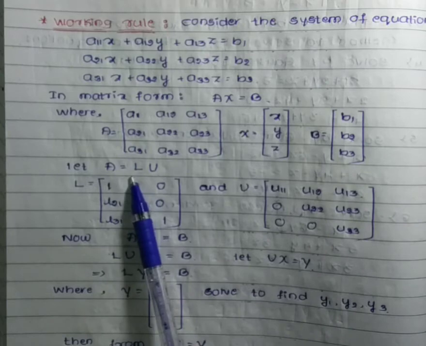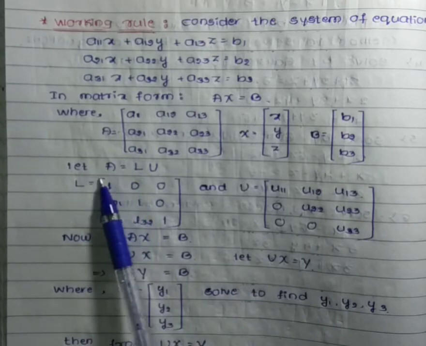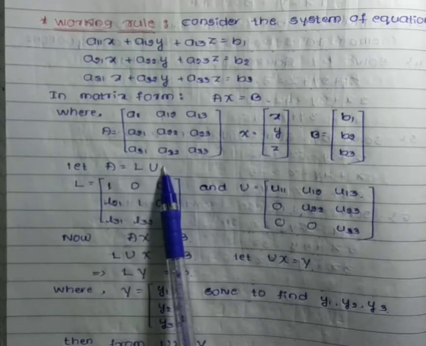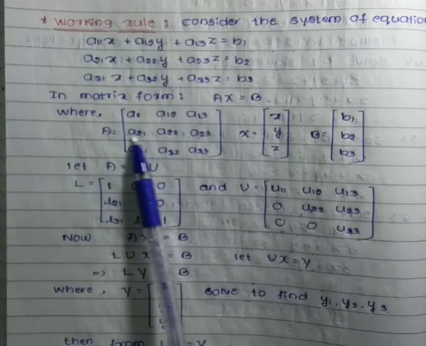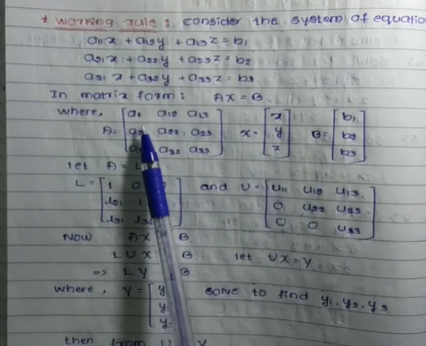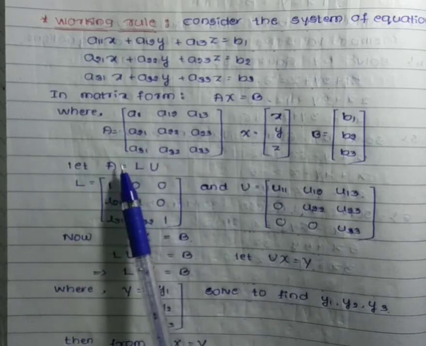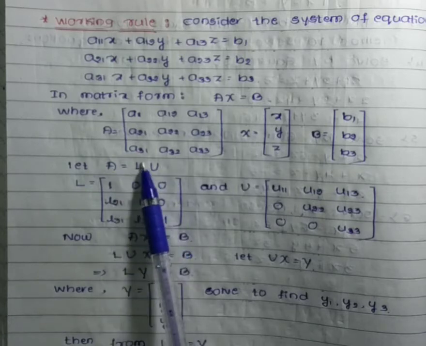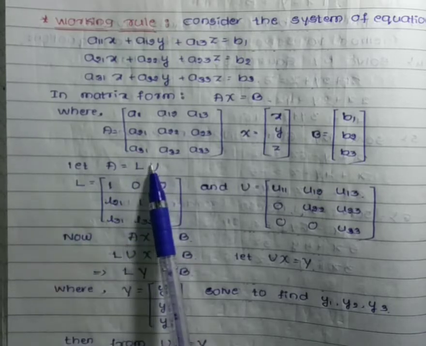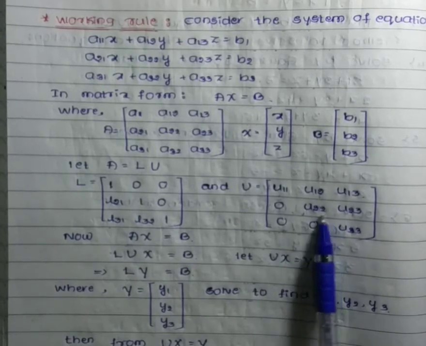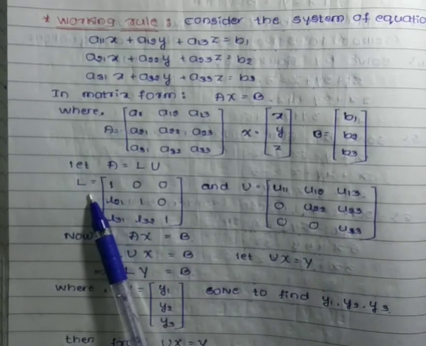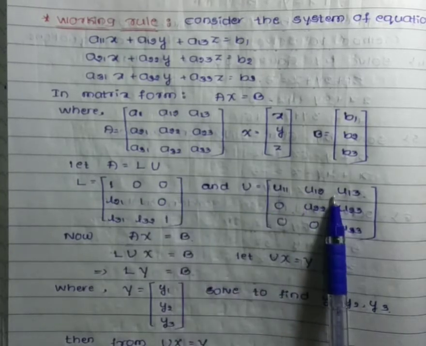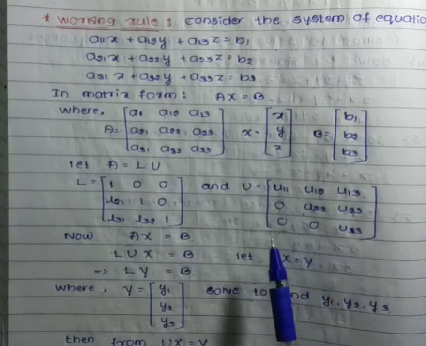Already in the notes we have studied that any given square matrix A we can express as the product of a lower triangular matrix and an upper triangular matrix. So here, after expressing in matrix form, first we have to factorize, or split, and write the A matrix as A = L U, where L represents the lower triangular matrix and U represents the upper triangular matrix. Already we know that in a lower triangular matrix, all elements above the diagonal will be 0, and in an upper triangular matrix, all elements below the diagonal will be 0.